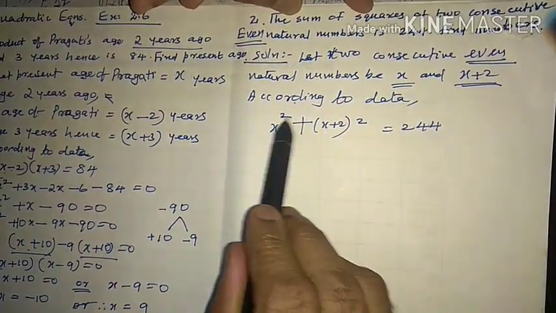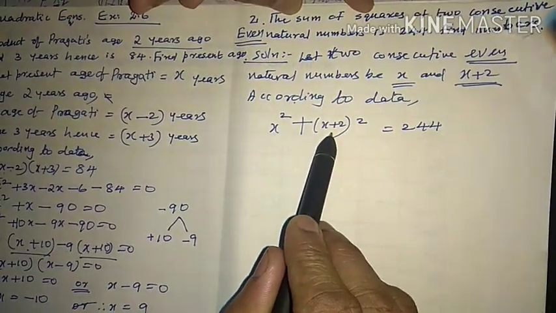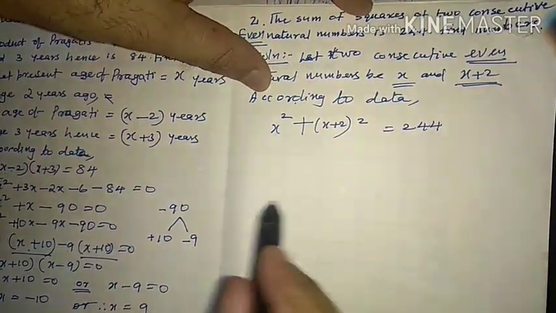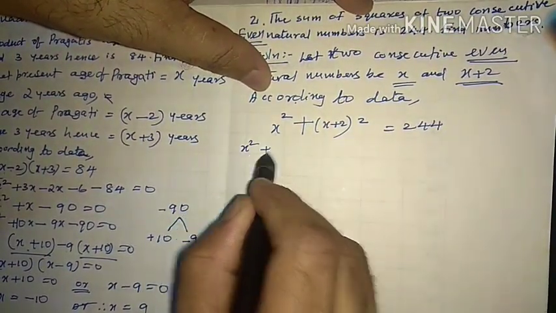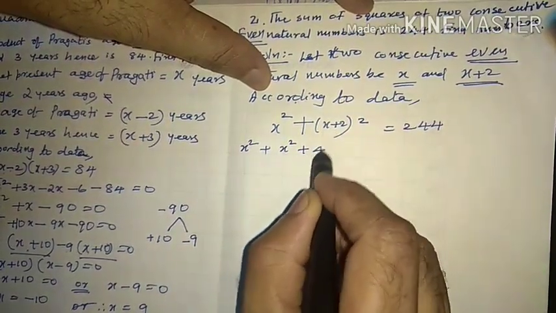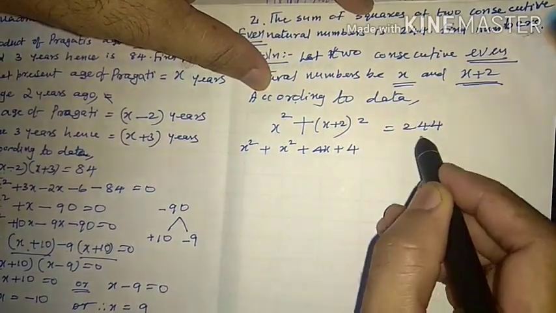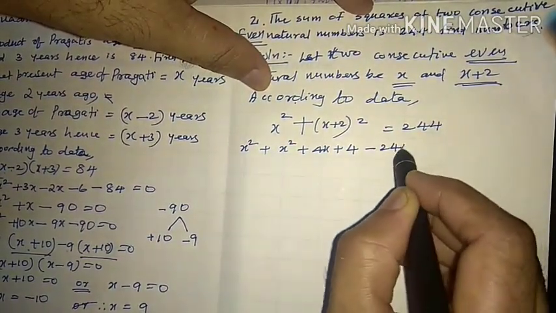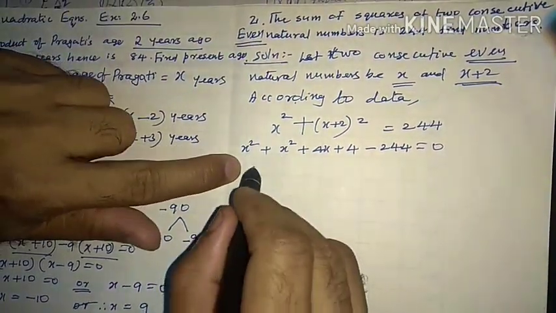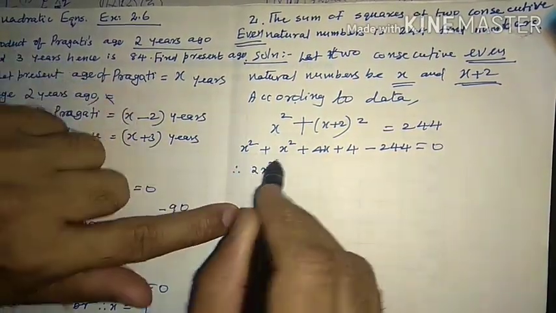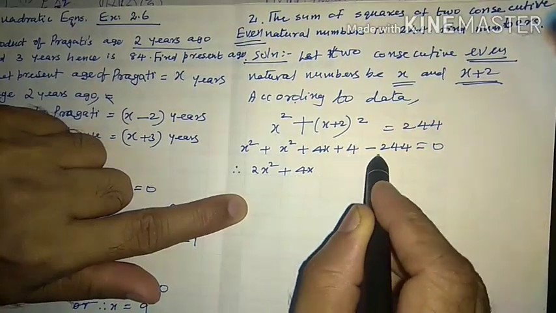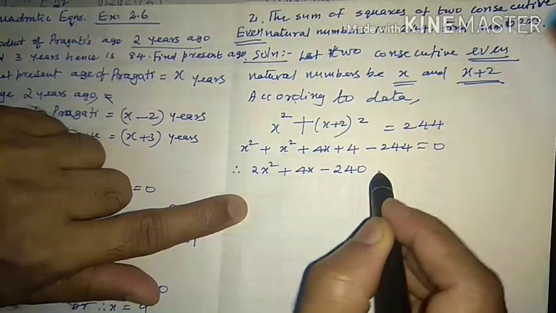The sum of squares of 2 consecutive even natural numbers is 244. We have formed the equation. Now we solve it. x square plus (x plus 2) whole square: (a plus b) whole square is a square plus 2ab plus b square, so x square plus 4x plus 2 square, minus 244 equal to 0. Now x square plus x square is 2x square. Therefore we are getting 2x square plus 4x plus 4 minus 244, which is minus 240, equal to 0.